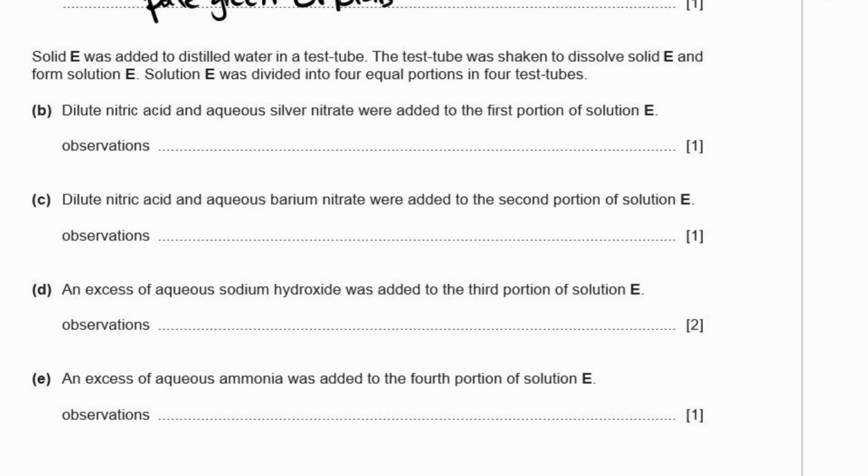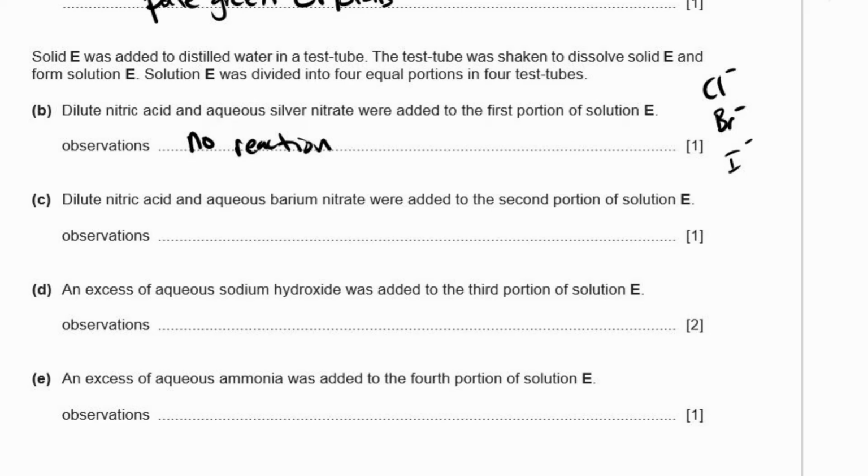Okay. And so dilute nitric acid and aqueous silver nitrate, what do those test for? Well, those are the tests for the chloride, the bromide, and the iodide ion. For chloride it goes white, for bromide it goes cream, and for iodide it goes yellow. Well, there's none of those in iron 2 sulfate, so you would see no reaction. You could say no change, no precipitate, that would all work.